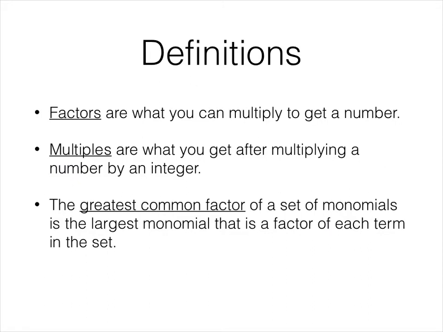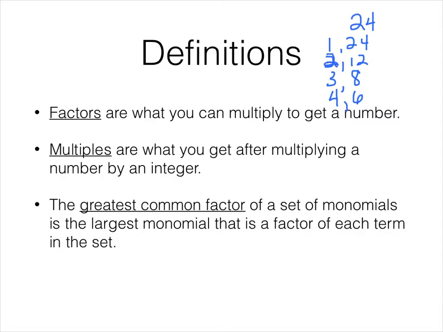Factors are what you multiply. They're what you can multiply to get a number. So factors, for example, of the number, let's do one that has a lot of factors, 24. Factors of 24 would be 1 and 24, 2 and 12, 3 and 8, 4 and 6. So those are all the factors. They multiply to give you that 24.